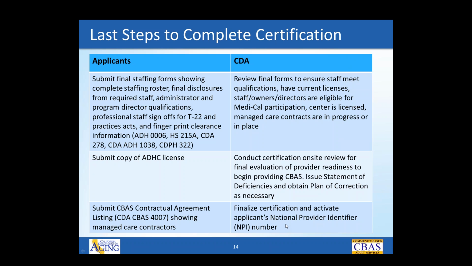And then in the last phase, we're going to finalize your certification and activate your national provider identifier. That's your required number that you have to have. It's a nationwide number for Medicaid, Medicare services. So we're going to activate that number in California as a Medi-Cal number for you as a Medi-Cal provider. So those are the last steps. Again, in overview, all the time we're going back and forth with you and having conversations back and forth with the Department of Public Health and coordinating.